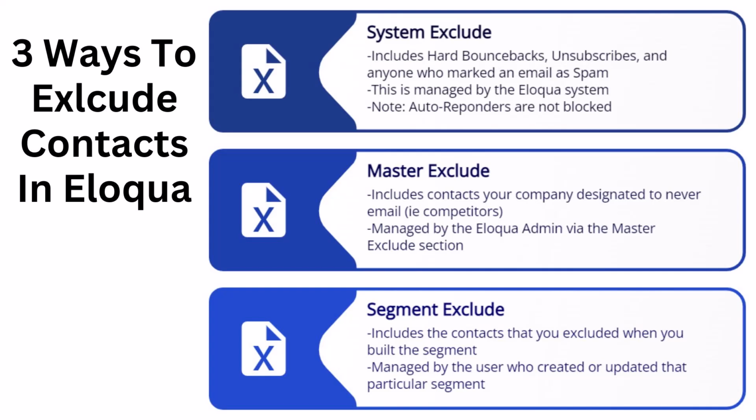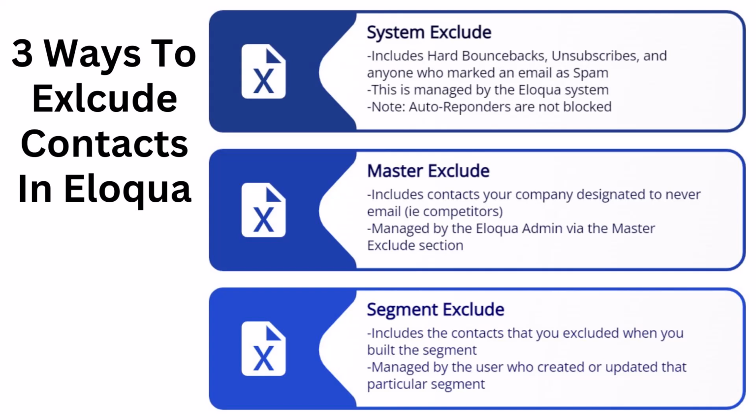So for example, if you send out an email and someone marks it as spam, the next time you try to send an email to that person, the Eloqua system will automatically block that person from receiving the email again, even if they are in your segment. One thing to note about the system exclude, though, is autoresponders are not blocked. So if someone marked you as spam, but later they filled out a form on your website that has an autoresponder response tied to it, they will still receive that autoresponder even though they are on this system exclude.